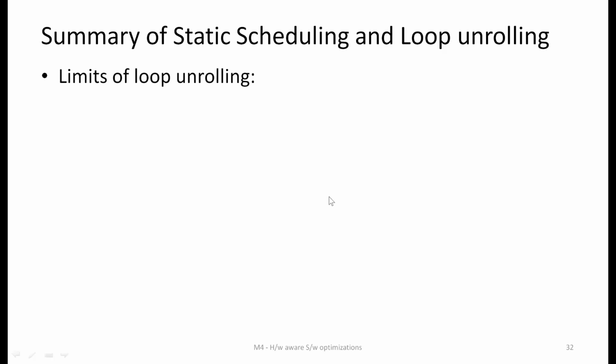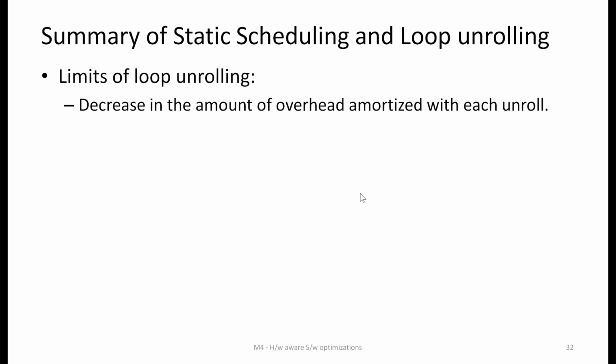Some limitations of loop unrolling. We would see a decrease in the amount of loop overhead that gets amortized with each unroll. For example, when we unroll the loop 4 times and next when we unroll the loop 8 times, it would be highly unlikely that we would see a performance improvement which is twice of what would have happened if the loop was unrolled 4 times.